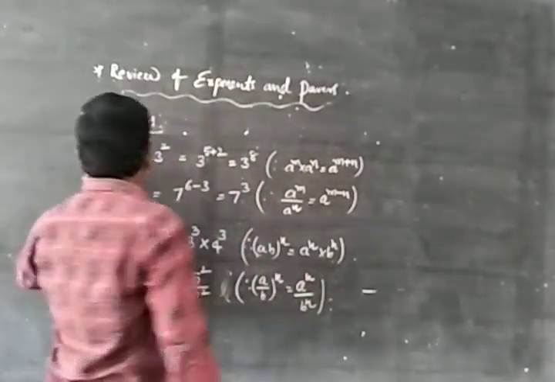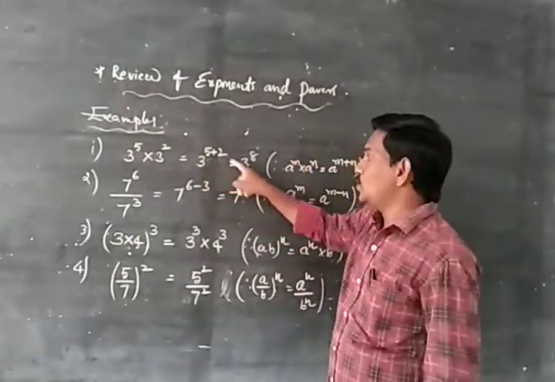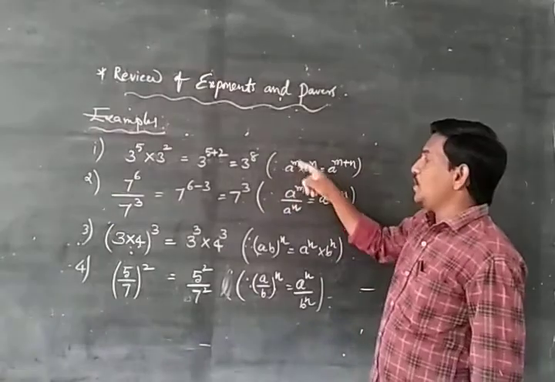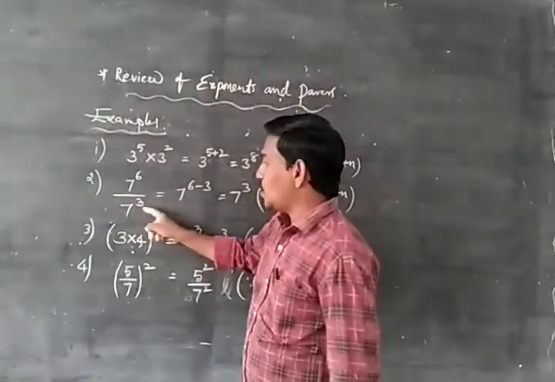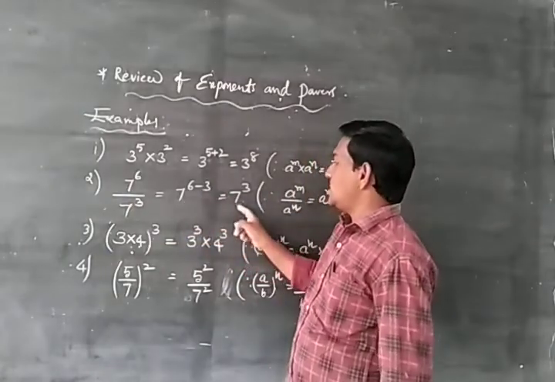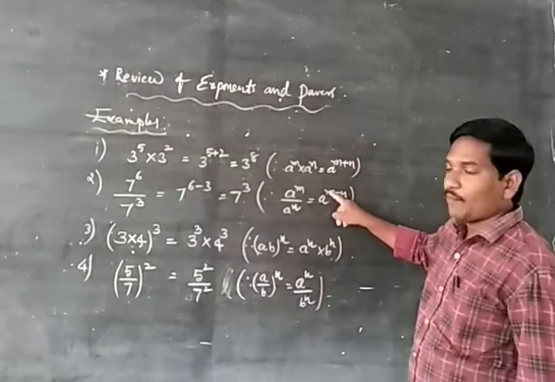Okay. 3 power 5 into 3 square equal to 3 power 5 plus 2, 3 power 7. The formula is a power m into a power n equals a power m plus n. 7 power 6 by 7 cube equal to 7 power 6 minus 3, 7 cube. This is the formula: a power m by a power n equal to a power m minus n.